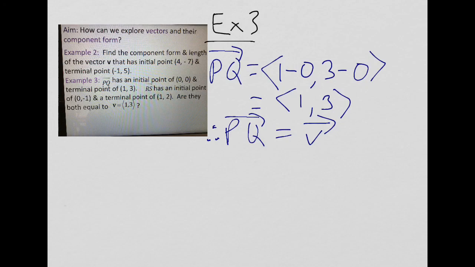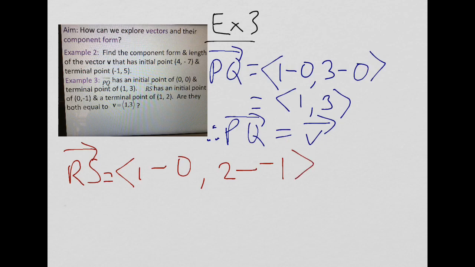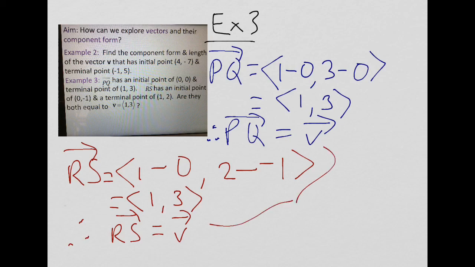Now let's do it again for vector RS. We're going to do terminal minus initial. So we find that vector RS is 1, 3. So vector RS is vector v as well. Therefore, they are both equal to vector v. All right, good luck.